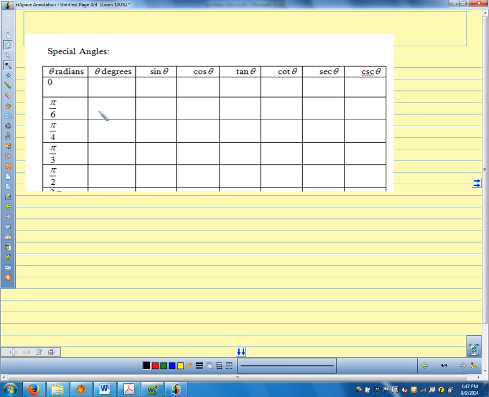How many degrees is pi over 6? 30. The sine, the y coordinate: the short side of the 30, 60, 90 triangle. Is it square root of 3 over 2 or 1/2? The short side's 1/2. Square root of 3 is about 1.7, so square root of 3 over 2 is bigger than 1/2, so this is going to be 1/2. The x coordinate? Square root of 3 over 2.